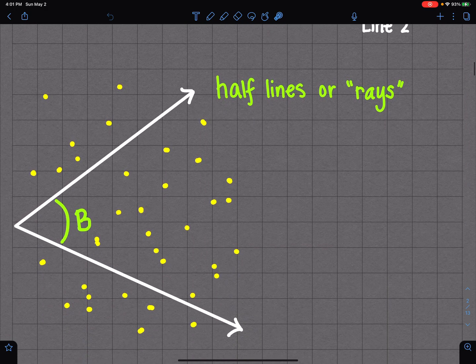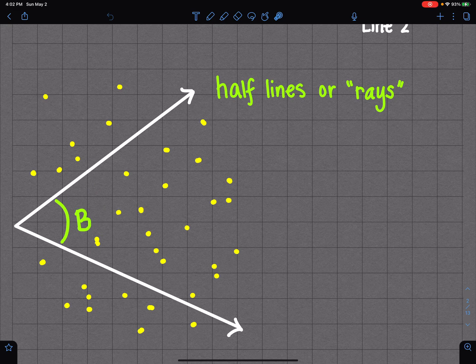If we only look at angle B right there, we see that it's formed by part of lines 1 and 2. So this was one of the lines, this was the second line, right? And these are called half lines, or they can also be called rays, R-A-Y-S, because they start at a point, and there's the rest of the line, they go off forever in that direction. But what the mathematicians disagree on is how do you define this angle formed by those two lines? How do you define angle B?